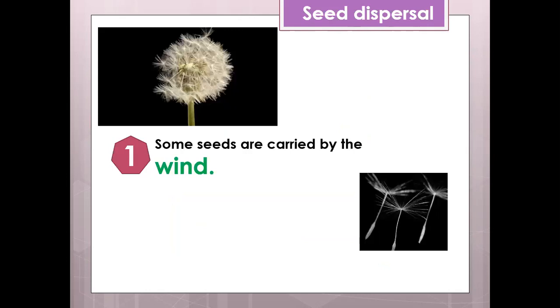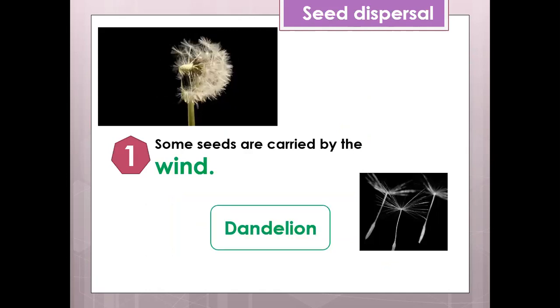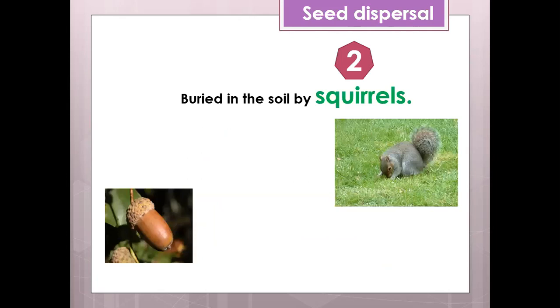How? First of all, by wind, like the dandelion. The dandelion seeds are carried by the wind and then they will be falling in the soil. The second way is by squirrels. How? The squirrels eat the acorn and then they do what? They bury it in the soil. So this is how the seeds are falling in the soil.